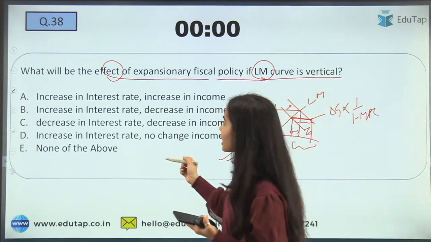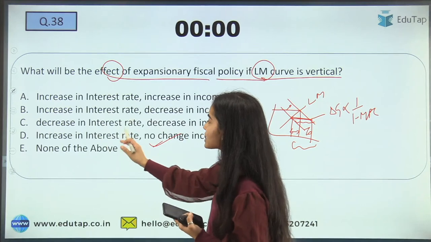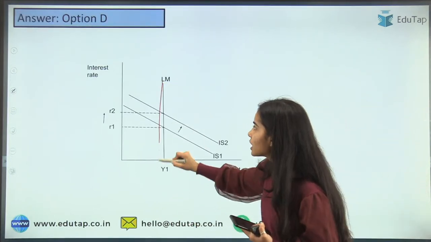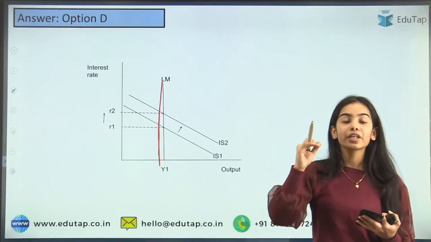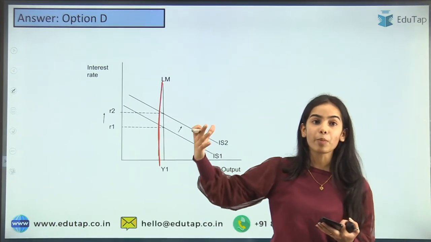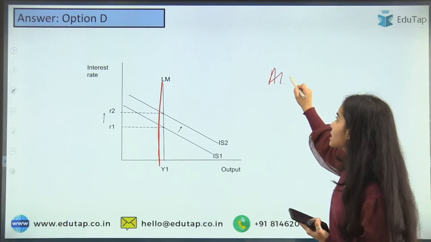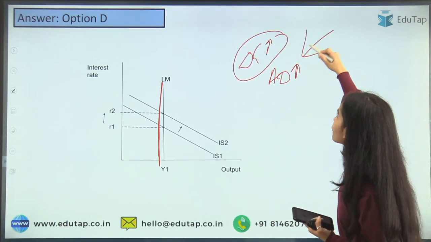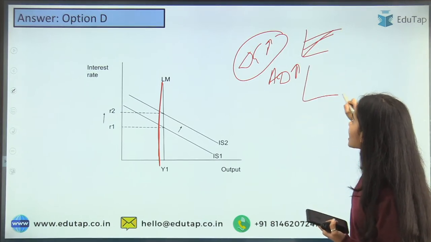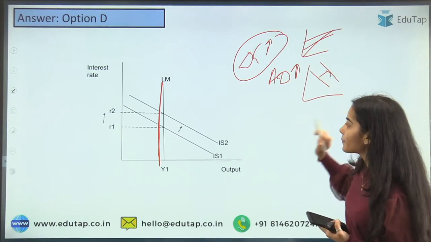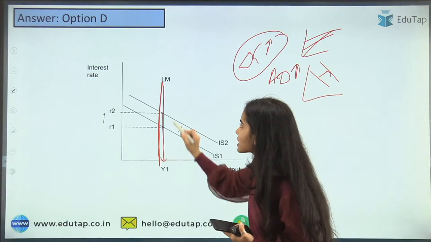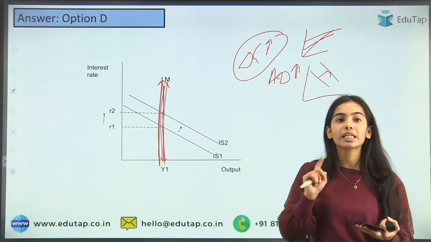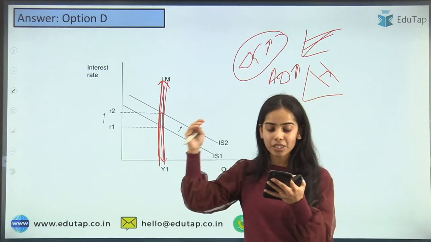So now I've got the answer: increase in interest rate, no change in income, and that is the right answer. When the LM curve is vertical, the expansionary policy increases aggregate demand because the government expenditure has increased, and with that the IS curve will shift upwards, but the income is the same because the LM curve is vertical, so there will be no change in the income, only a change in the interest rate.